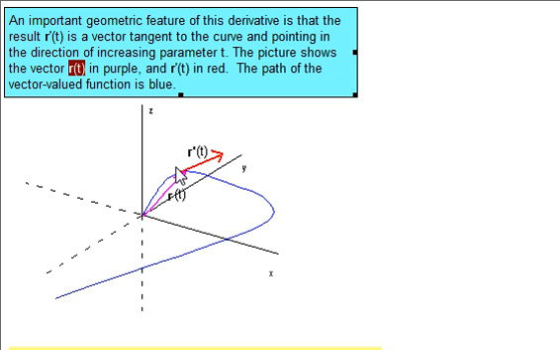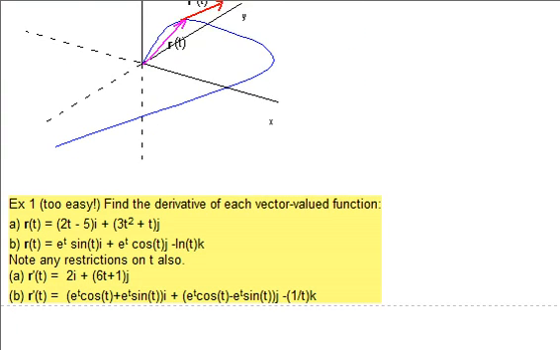But you could think of it as, what would be happening with the vector at this point? How is it increasing? What direction is it pointing in or moving in at that particular time? So that's the geometric interpretation of r prime of t. And here's an easy example.